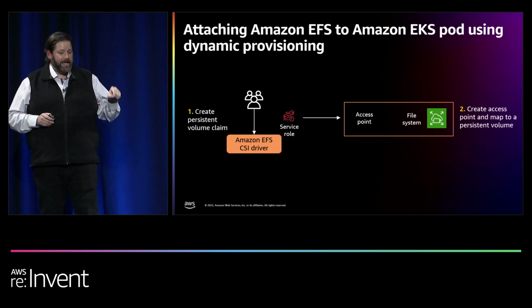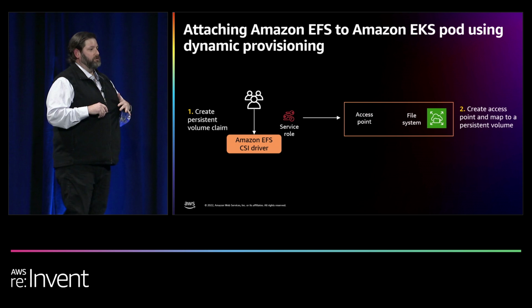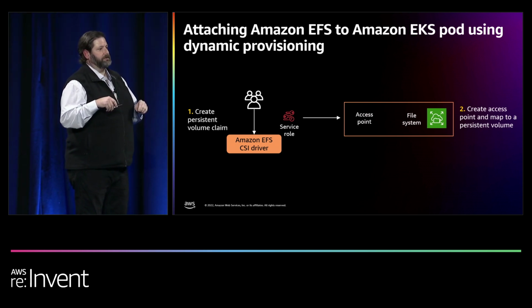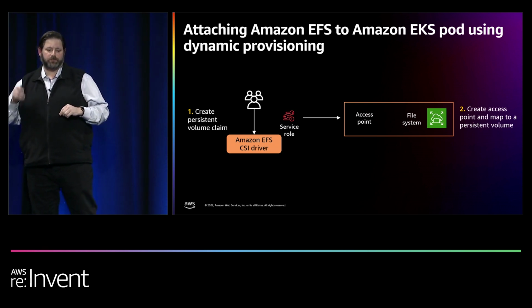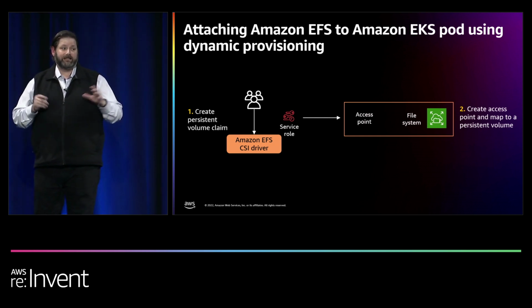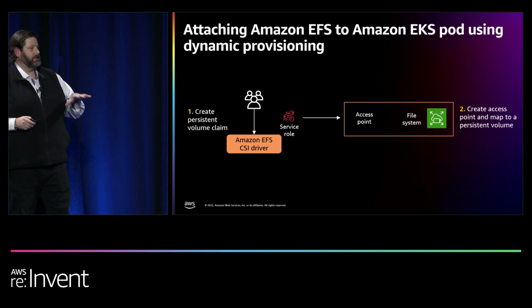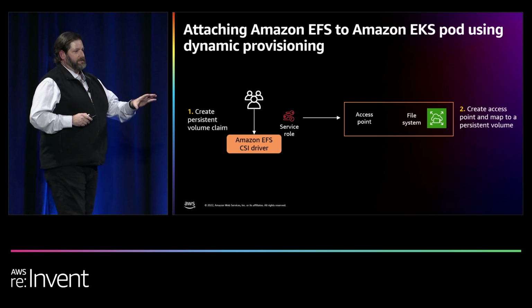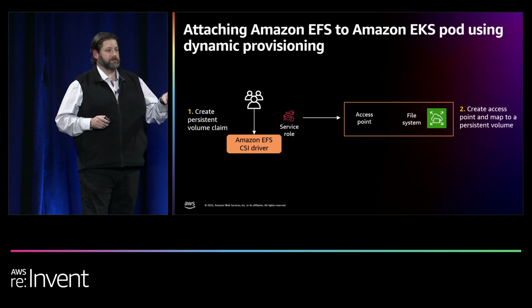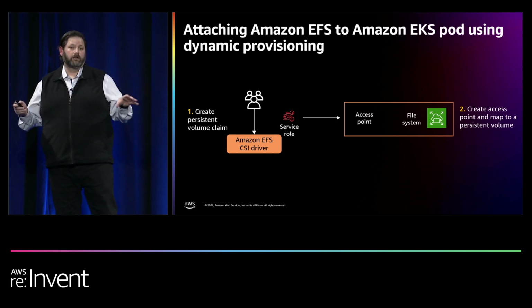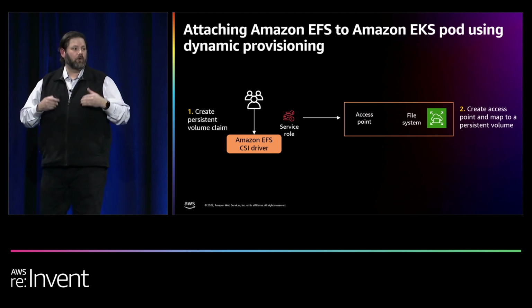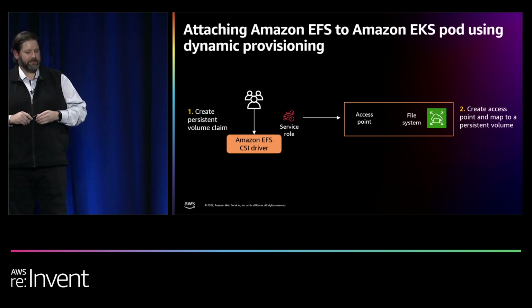Each access point created by the CSI driver enforces a unique identity and root directory to ensure that the application data is private to a persistent volume, and that's it. We now have the ability to scale our Kubernetes-driven application up or down as much as we need to across as many AZs as we want to, and we're always going to have access to that shared storage on the backside.